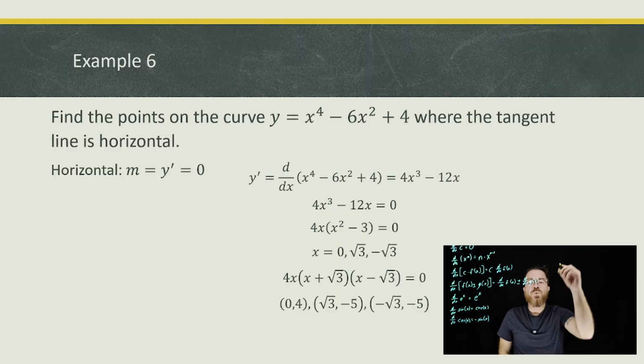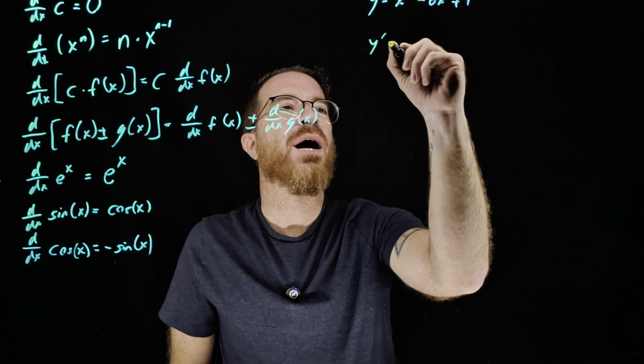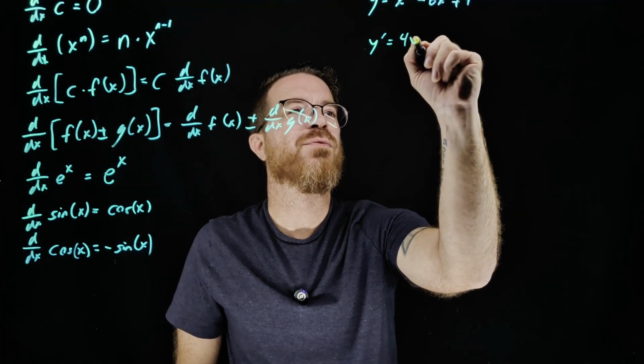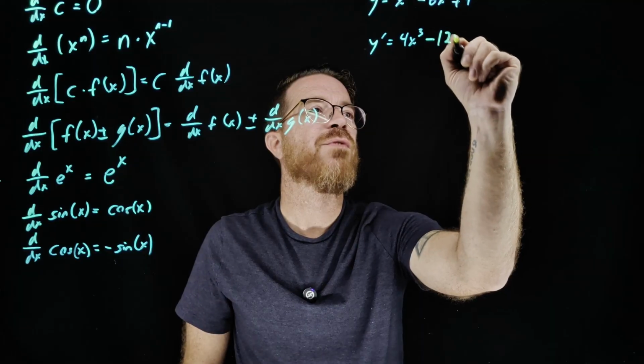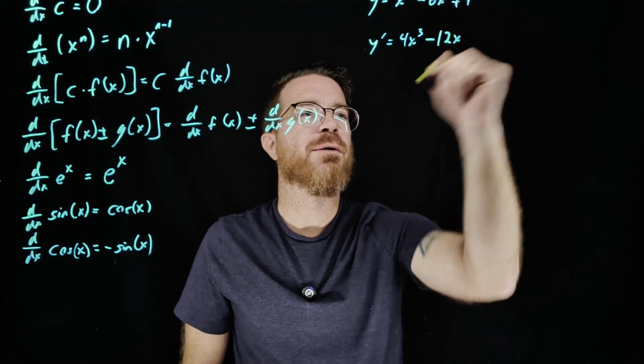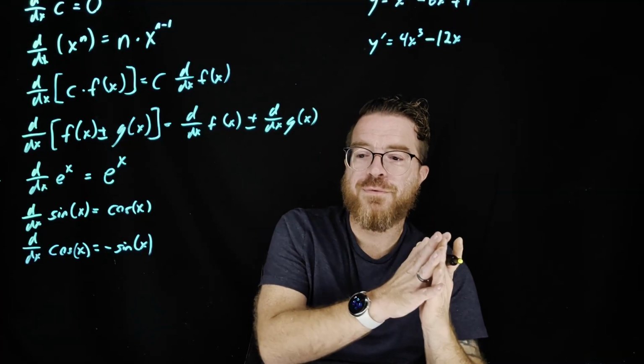Now for our next problem, we have y equals x to the 4th minus 6x squared plus 4. And we want to find where this function has a tangent line that is horizontal. So first things first, whenever we want to find a tangent line, we need to take the derivative. So we're going to get y prime is equal to, bring the 4 down, so it's going to be 4x cubed, minus, we're going to bring the 2 down, so it's going to be minus 12x, and this constant is going to go to 0. So we have 4x cubed minus 12x as our derivative.